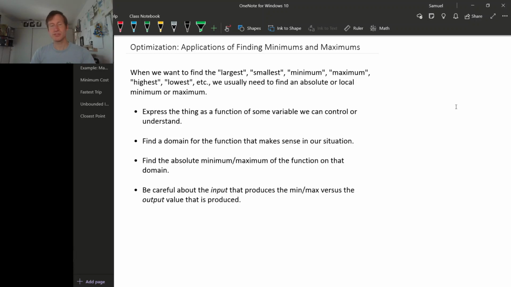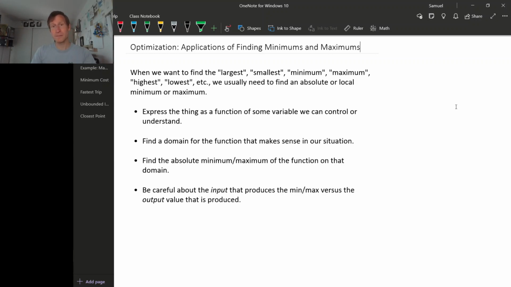Now that we have some tools to understand minimums and maximums, both local and absolute, we can come back to the real reason that we were talking about minimums and maximums, which is the fact that they come up a lot in applications. Often in applications, you want to find when something is biggest or smallest or highest or lowest or hottest or coolest, some sort of extreme value.